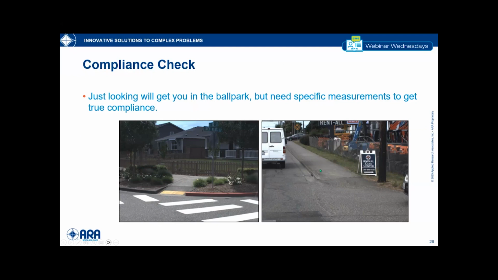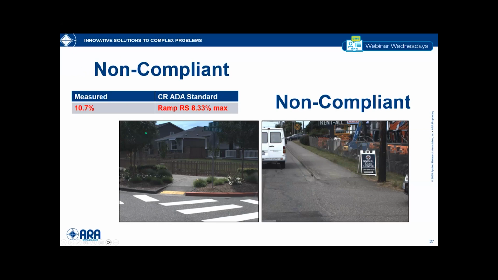This one on the right, oh, definitely no truncated domes. The slopes are all off. It's definitely non-compliant. But the only way to know for sure is to measure. Both of these are technically non-compliant. This ramp is too steep, so it is technically non-compliant.